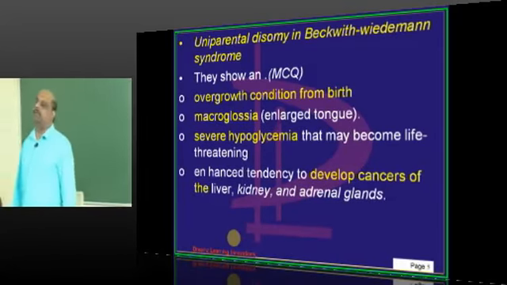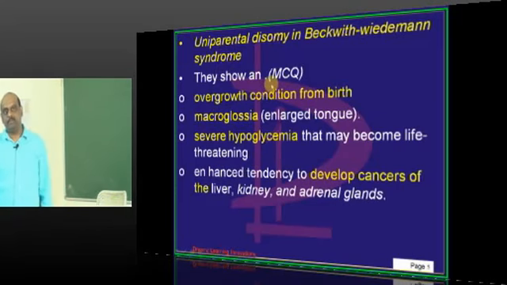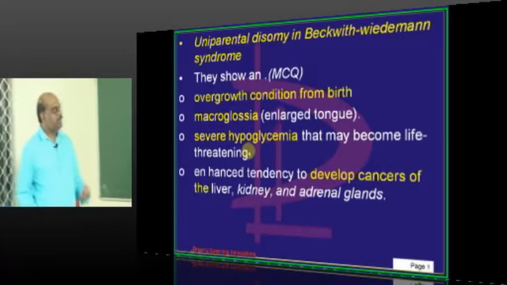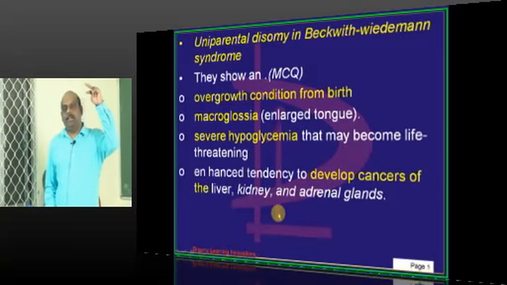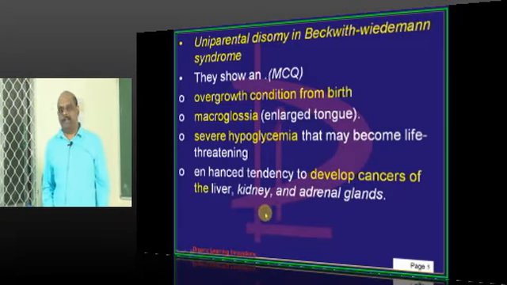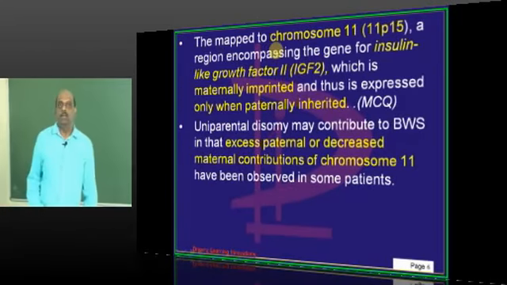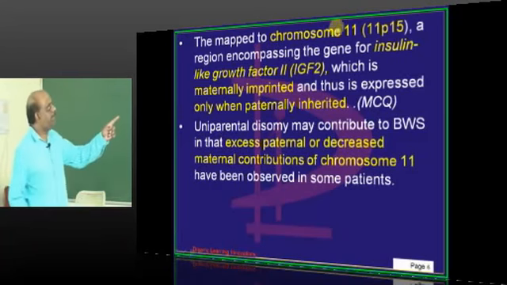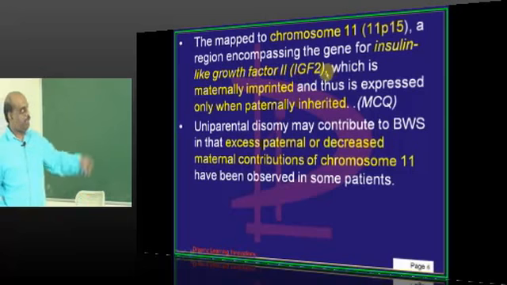Uniparental disomy. Typically, you need to remember Beckwith-Wiedemann syndrome. In these people, there will be macroglossia, overgrowth, severe hypoglycemia, ultimately malignancies of liver, kidney, adrenal, all because both the abnormal genes came from only one parent's chromosome. Uniparental disomy and Beckwith-Wiedemann syndrome, you should not forget. Which chromosome is it? Chromosome number 11. Which allele is it? Insulin-like growth factor 2.